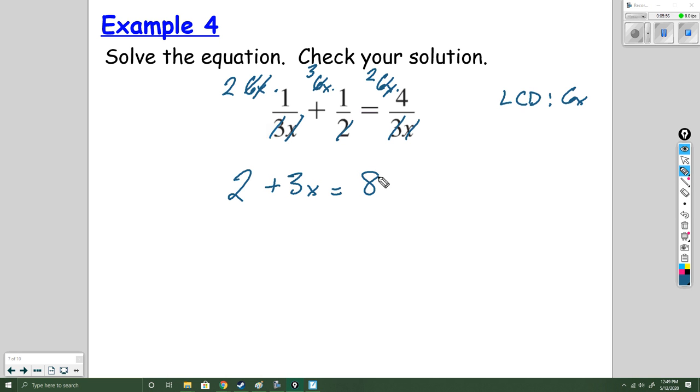Now we can solve this simpler equation. Subtract 2, divide by 3, and we get x equals 2.